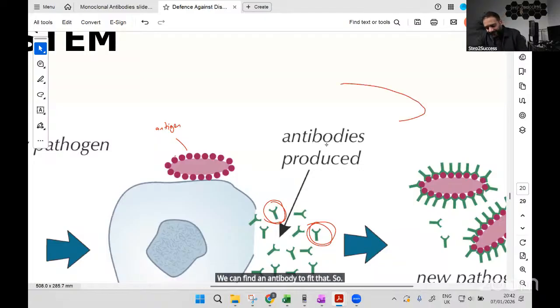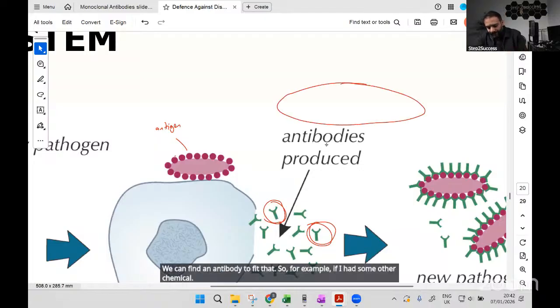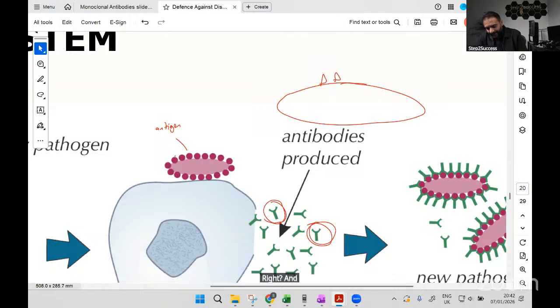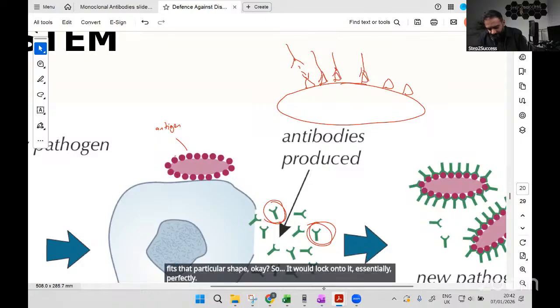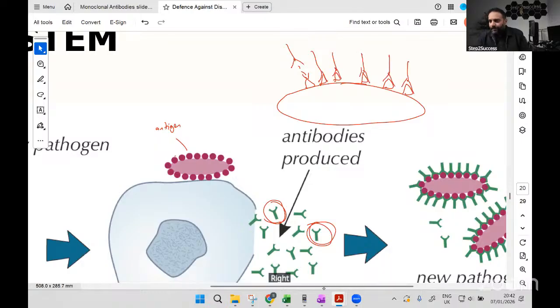So, for example, if I had some other chemical, and it had these shapes around the outside, then there could be an antibody that fits that particular shape. So it would lock onto it essentially perfectly. And that brings us to the background of what monoclonal antibodies are.